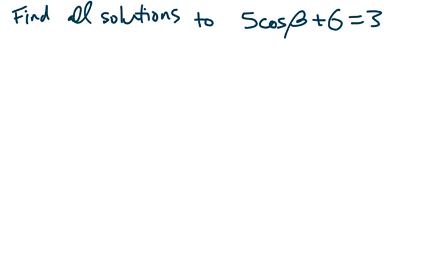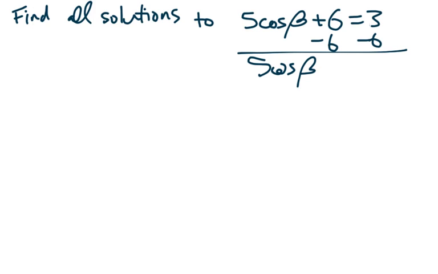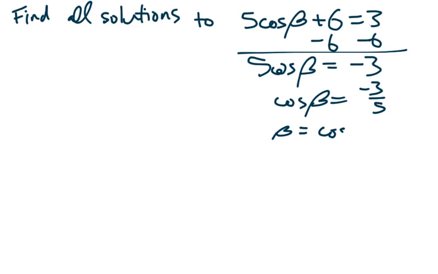Find all solutions to 5 cosine of beta plus 6 equals 3. Start by isolating the trig expression. This has two steps. 3 minus 6 is negative 3. Divide both sides by 5. Cosine of beta equals negative 3/5. So the first thing we might be interested in, you might think, is that cosine inverse of negative 3/5?